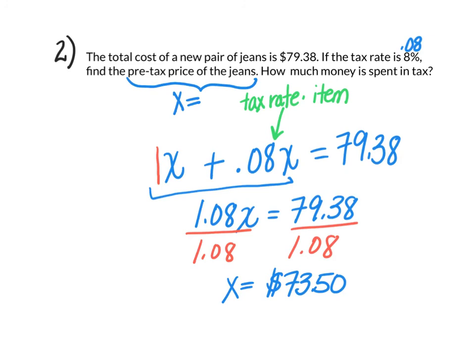So that's the price of the jeans, but then it says how much money is spent in tax. To find out how much I spent in tax, I'm going to take my total price, which is $79.38, and subtract the price of the jeans, which is $73.50, and I find out that I spent $5.88 in tax.